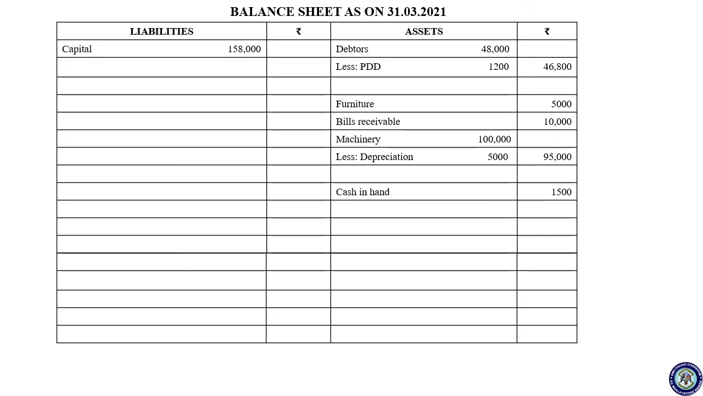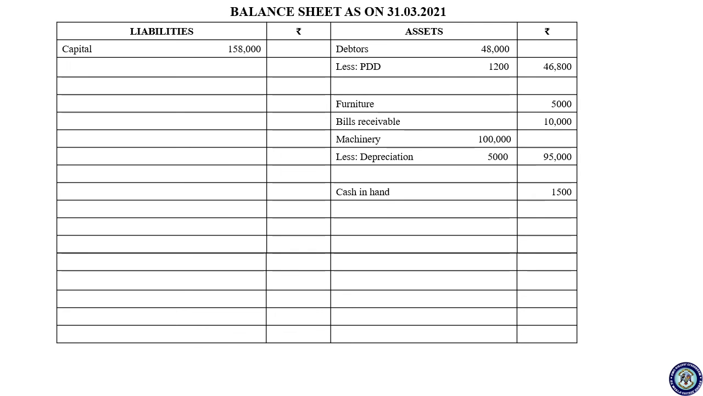So capital, we have to make some adjustment on the capital. So capital here. So debtors less PDD, provision for doubtful debt, that you need to adjust from the debtors, and the net figure you have to take it to the outer column. Whereas furniture and bills receivable, there is no adjustment on these two items. So you directly take the balance in the outer column, as we don't have any adjustment.